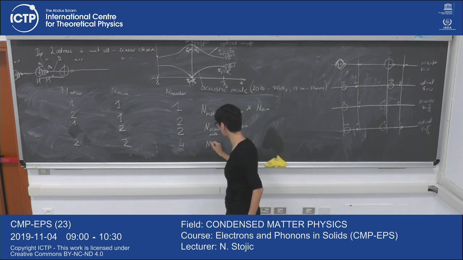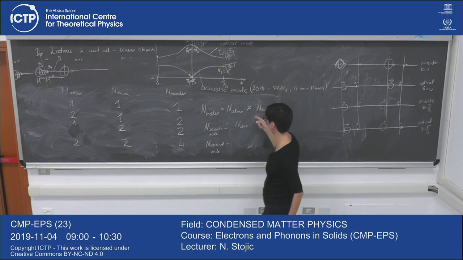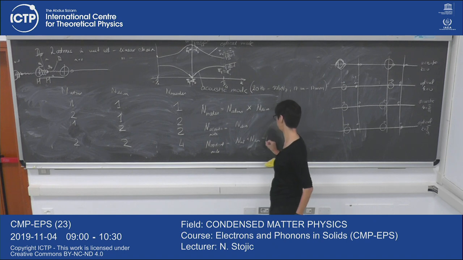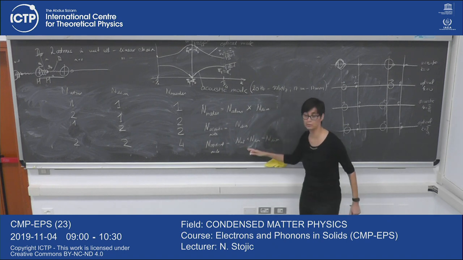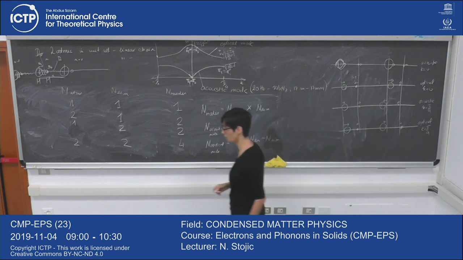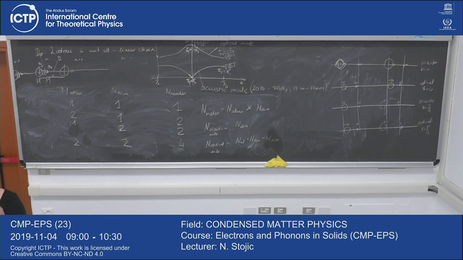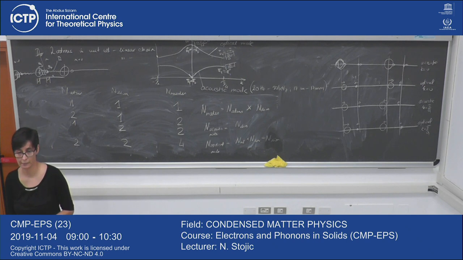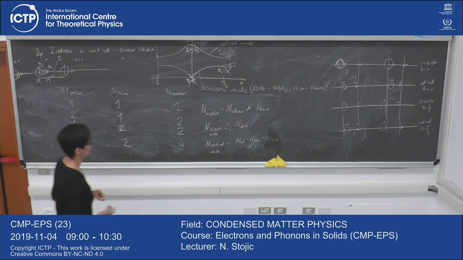And then the number of optical modes is equal to this minus this. And this is actually useful. When you see a phonon dispersion graph, you can count how many modes it has in total, the number of dimensions, and you can deduce the number of atoms in the unit cell. You can check things like that.